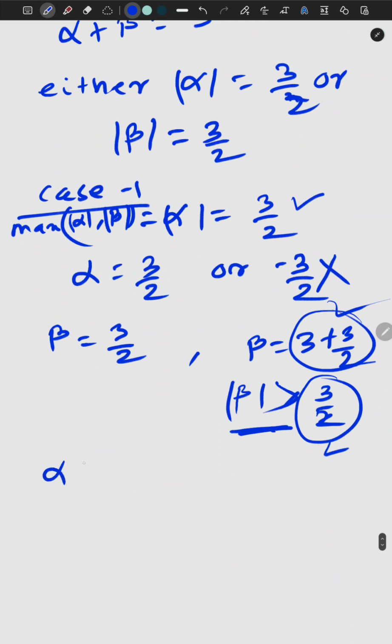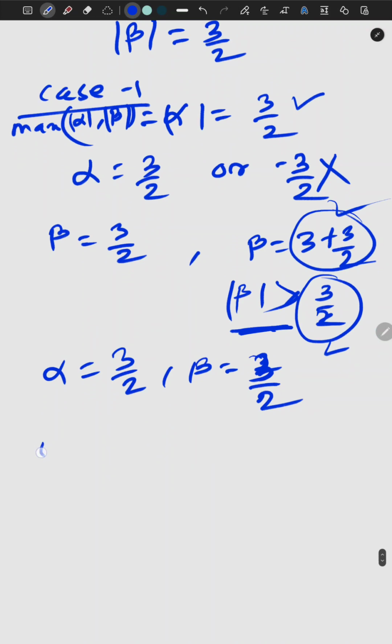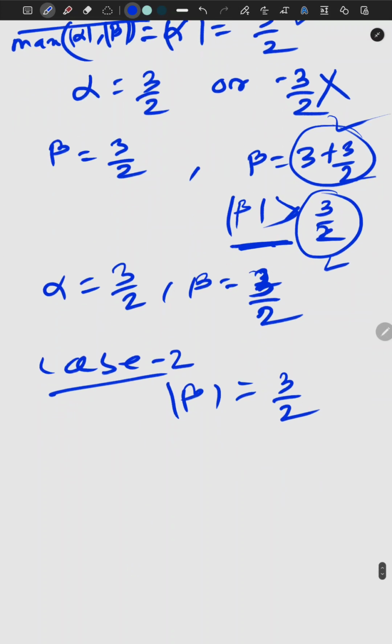So we get |α| = 3/2 and |β| = 3/2. Similarly, if we consider case 2, for |β| equal to 3/2, in that case also we will get one case of contradiction and one case that is okay, from which we get α = β = 3/2.